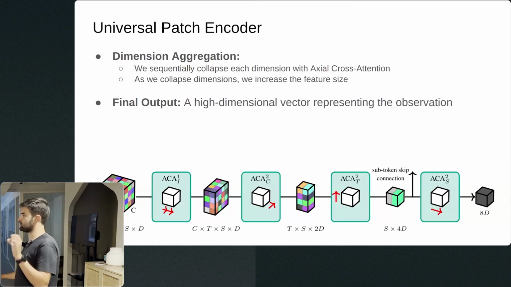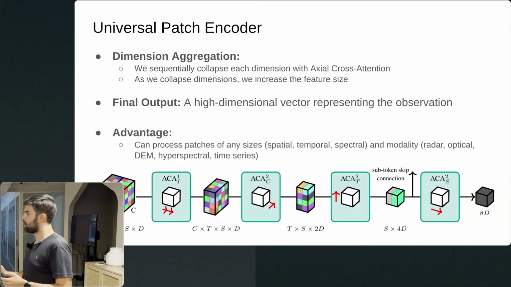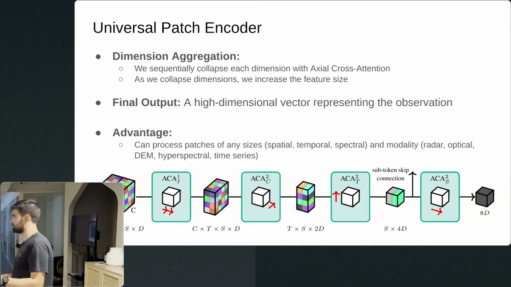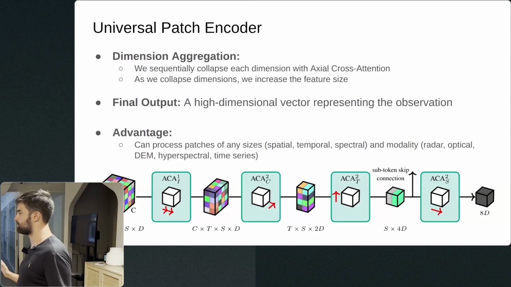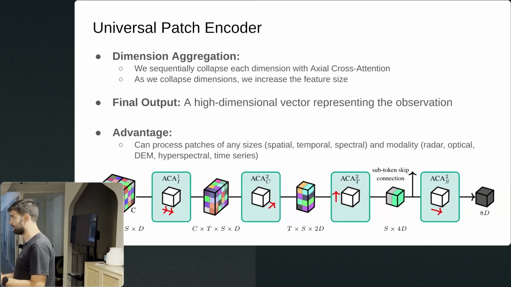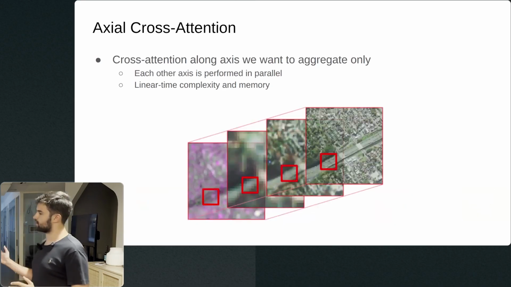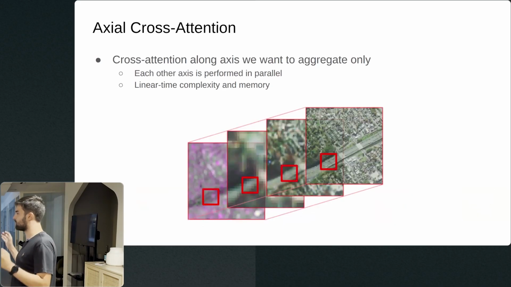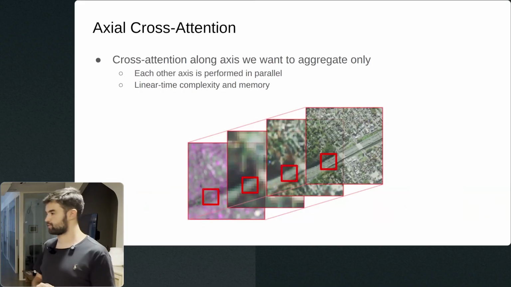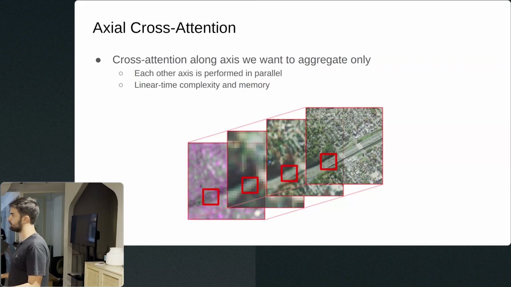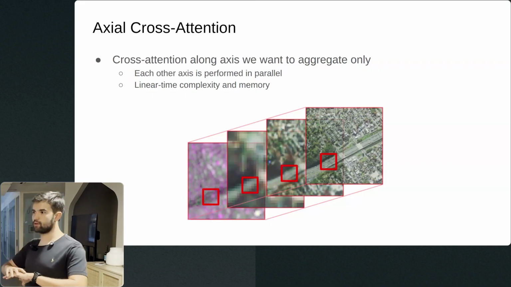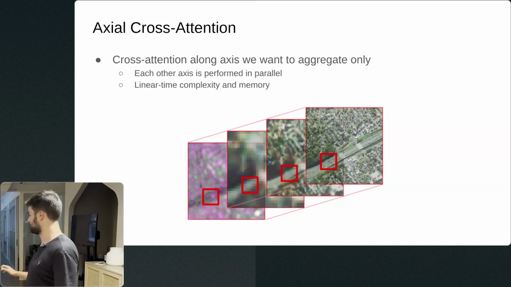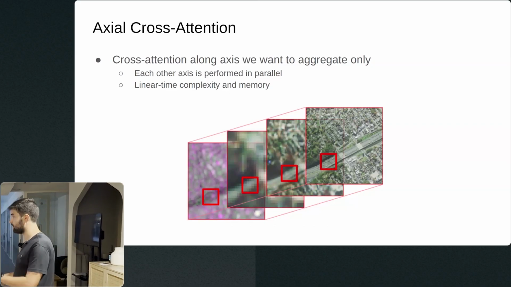So the final output is just the vector that is going to represent the observation. As I said, the key advantage of this patch encoder is that we will be able to process a patch of any size from any modality. What is an axial cross-attention? It's basically just an attention along the axis we want to aggregate. And we have linear time complexity and memory in doing so, and it's much more efficient than having a full attention across all your axes because of the quadratic cost of attention.